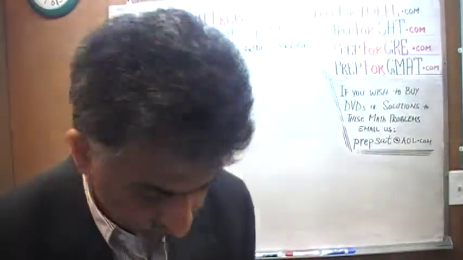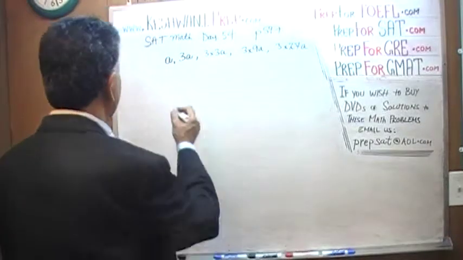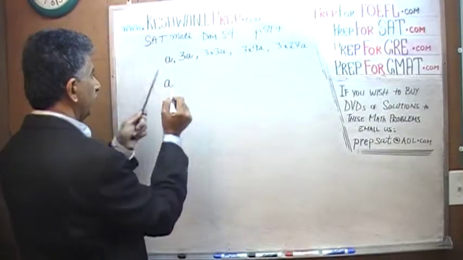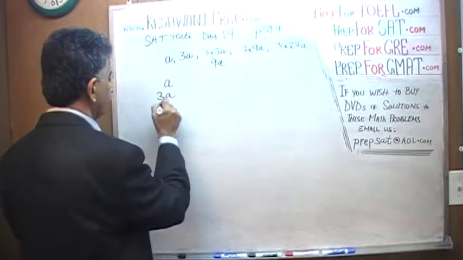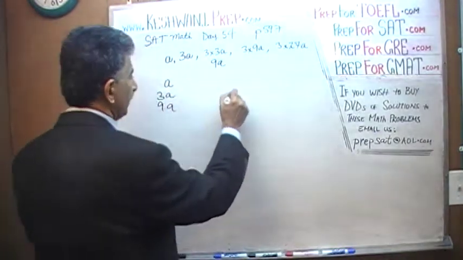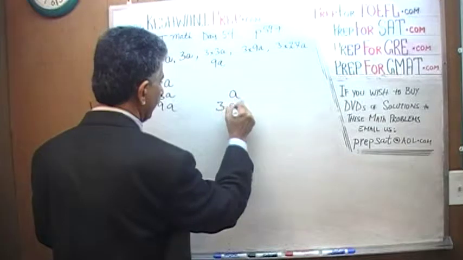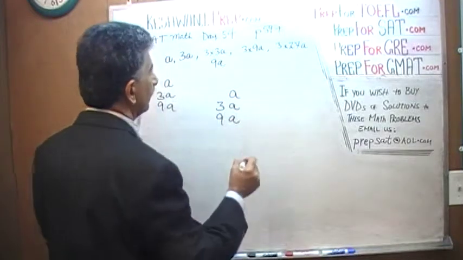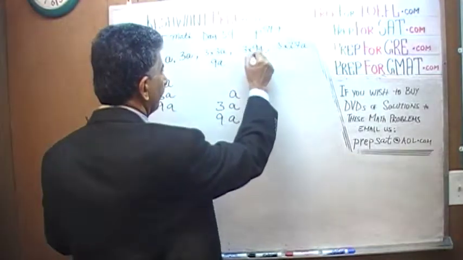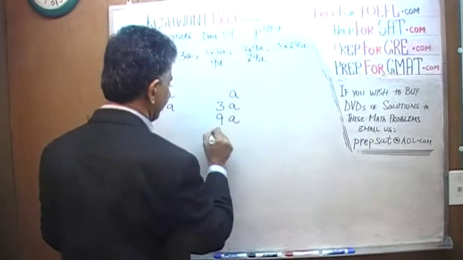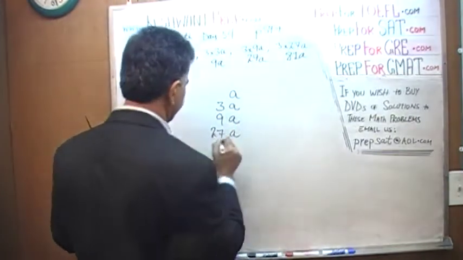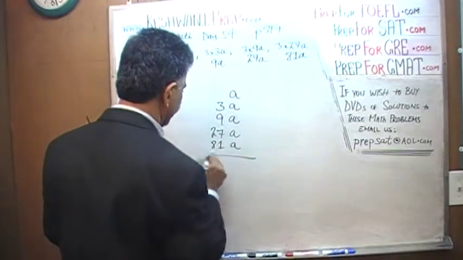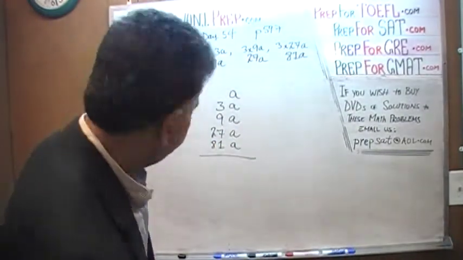Alright, so we have 5 terms on the blackboard. Right here are 5 terms. We have A right here, we have 3A, then we have 9A. Let's do them here. A, 3A, 9A, then we have 27A, and then we have 81A. Let's add them all up and see what we get.